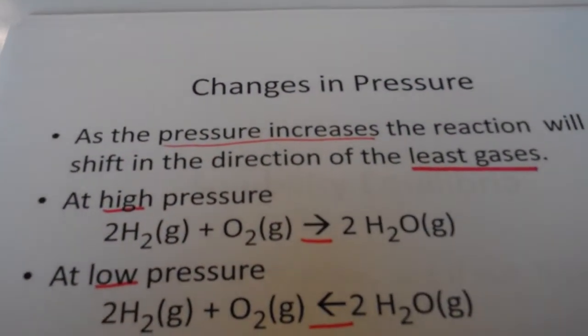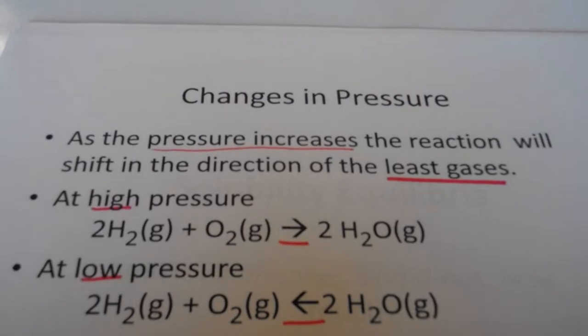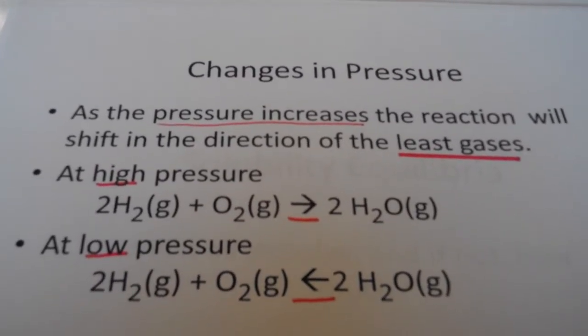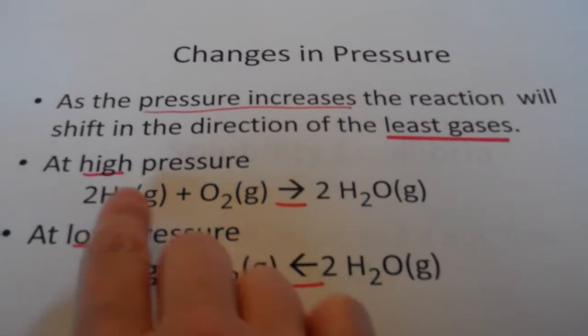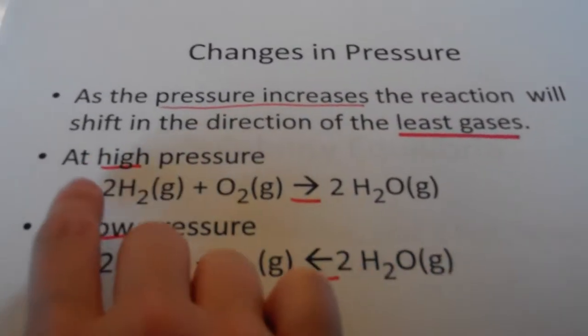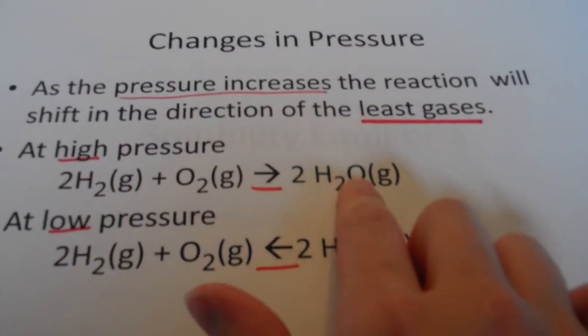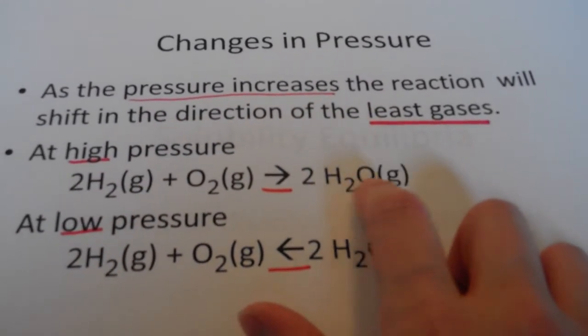The third type of stress is pressure. If you increase the pressure, the reaction will shift toward the least amount of gas. So if we look here, we have our high pressure. Here we have 2 gases. If we count the number of moles, we have 2 and 1, which gives us 3 moles here and only 2 moles here. So we're going to shift to the right because there are only 2 moles of gas here.